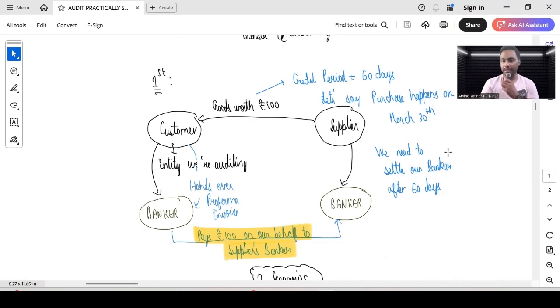That is the first scenario. Okay, I hope it is clear. So the second scenario, let's take the second scenario.